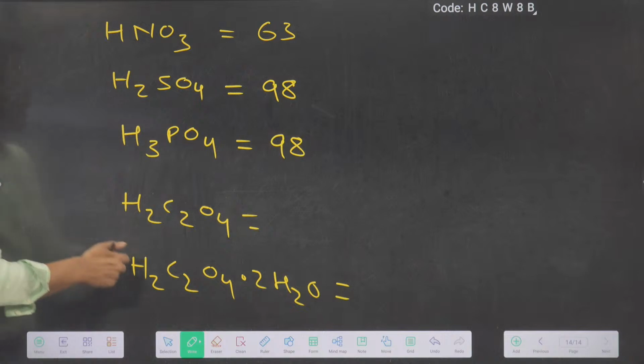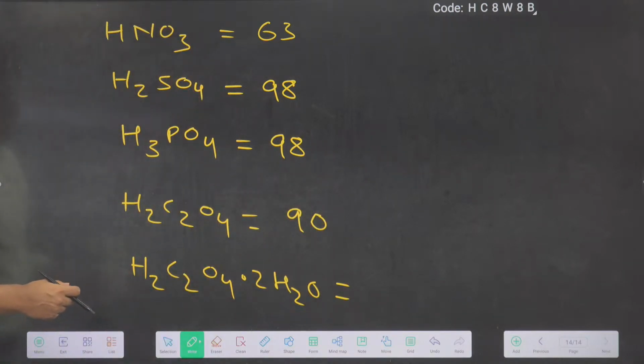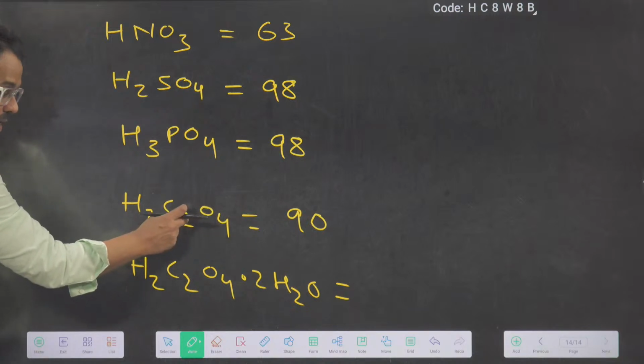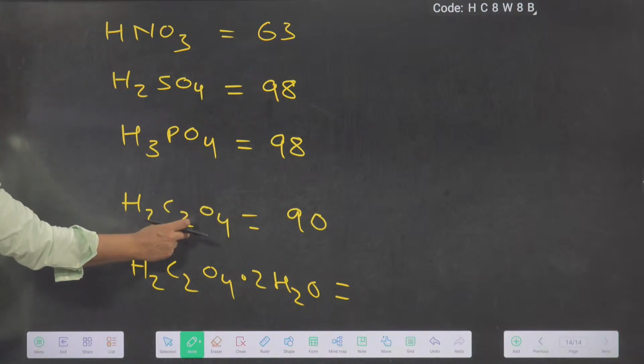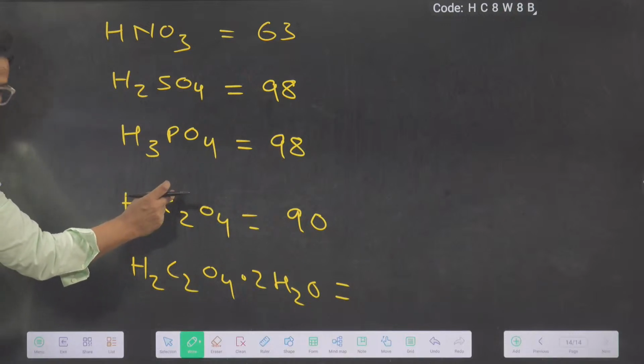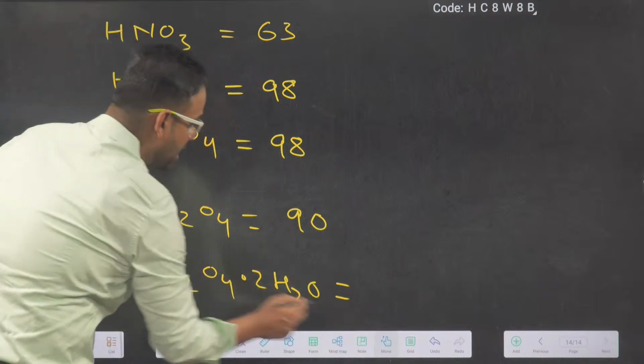H2C2O4, oxalic acid, is 90. 4 oxygen is 64. 64 plus 2 carbon, 12 2s are 24. 64 plus 24 is 88, plus 2, 90. Acha, last one over here.